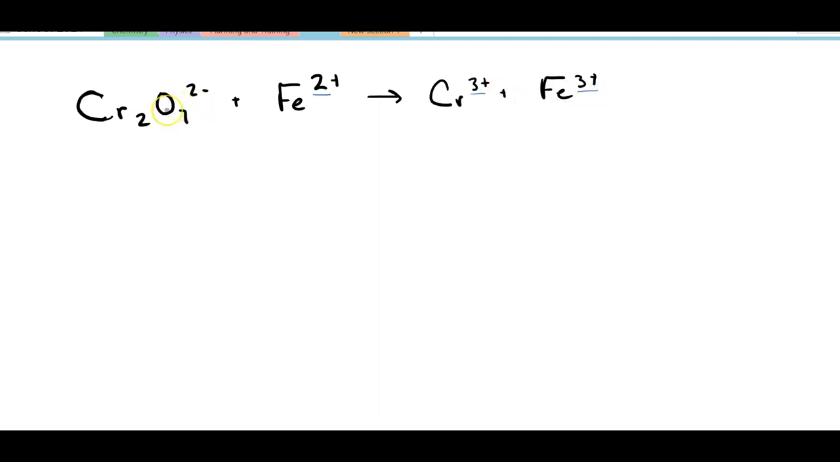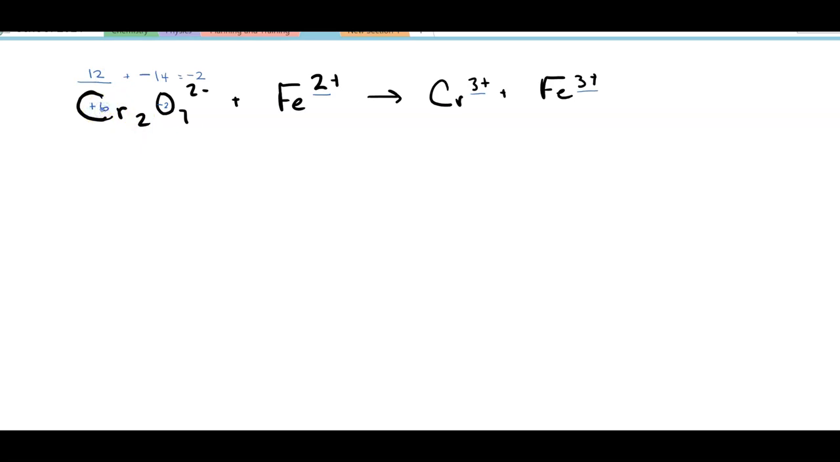I need to assign oxidation numbers here for chromium in the dichromate ion. Oxygen is always a -2. I have 7 of them for an overall -14 charge. I know that the overall charge on the ion is -2. So what plus -14 is -2? That must be 12. Since I have 2 chromiums, that means each one of these is 6.